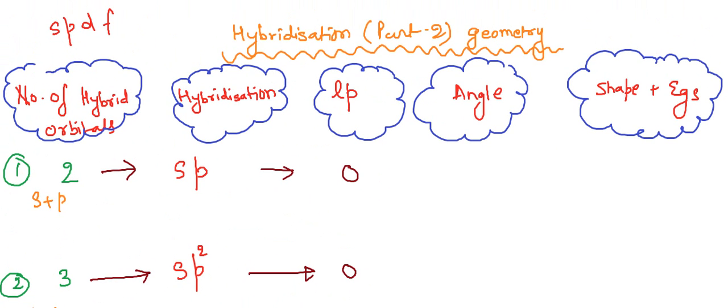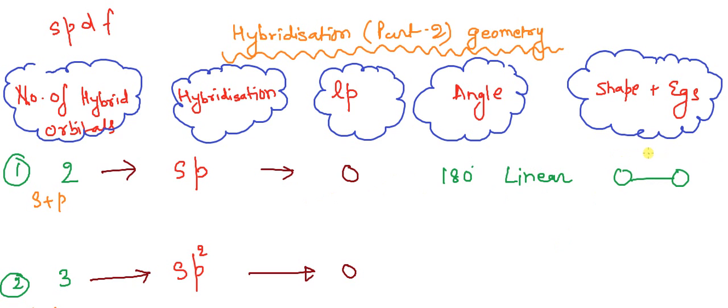Okay, now we are going to form the structures. First, supposedly if you get 2 hybrid orbitals and 0 lone pairs, then the angle will be 180 degrees. Obviously it's showing that there is no lone pair present in the compound, and it's going to be straight, that is linear. The shape will be linear, so the structure should be like this. Okay, let's see some examples.